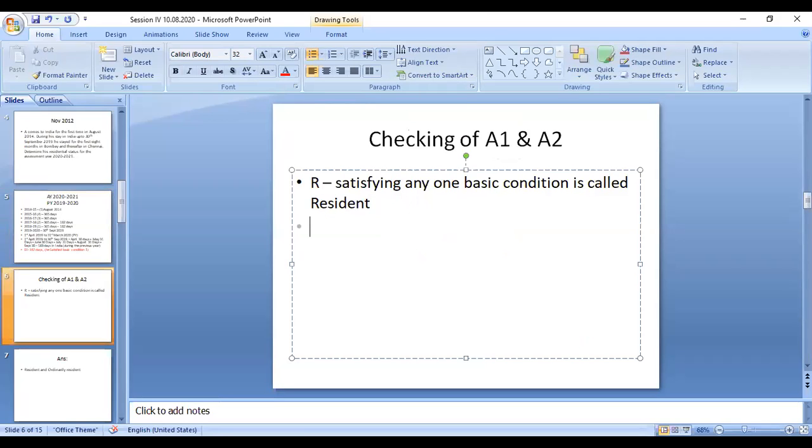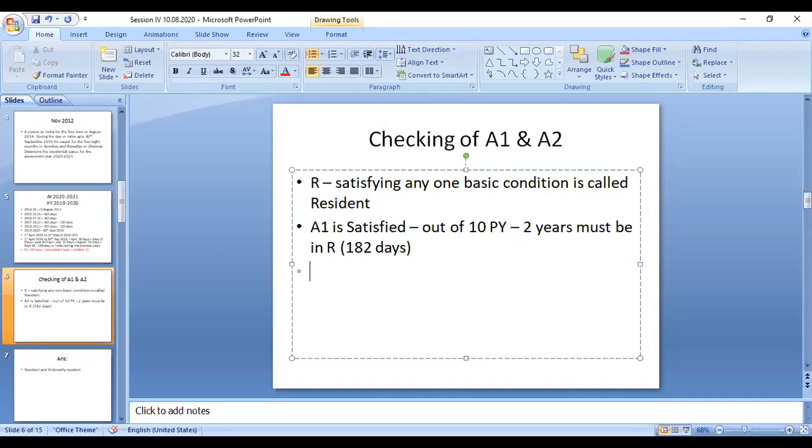Okay, so additional condition 1 is satisfied. Out of 10 previous years, 2 years must be resident, and resident means 182 days. We are checking the 182 days. In the 2 previous years he was in India for more than 182 days, so he satisfied additional condition 1.